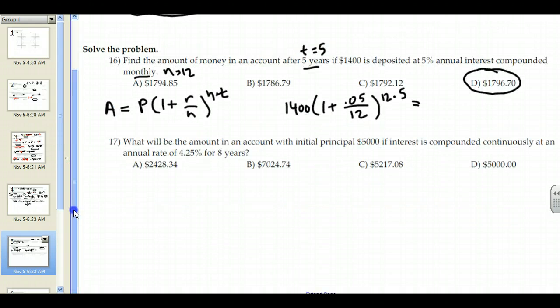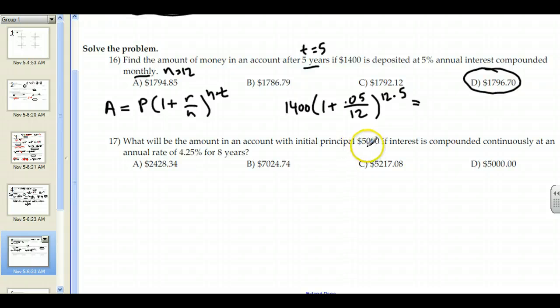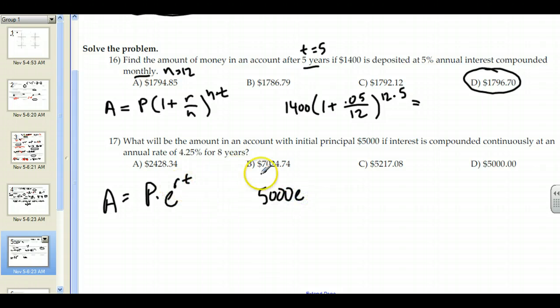Alright, what will be the amount in the account with initial principal of 5,000 if interest compounded continuously? So continuous compounding, we use A equals P times e to the rt. Alright, so this time P is 5,000 times e to the r is still the rate written as a decimal, so 0.0425. Alright, and then t is 8 years, so that times 8.